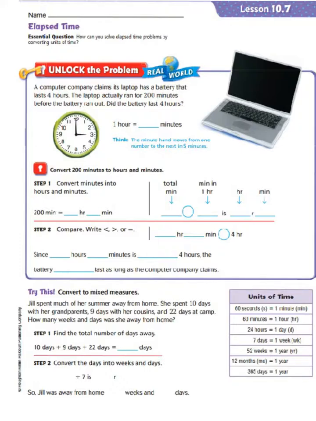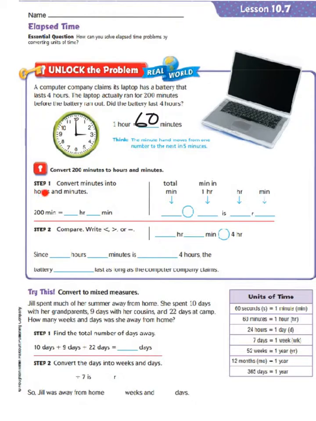Well, we've got to begin by looking at our smallest unit of measurement in this, and that's that 1 hour equals 60 minutes. So think, the minute hand moves from one number to the next in 5 minutes. So it would move from the 1 to the 2 in 5 minutes, from the 2 to the 3 in 5 minutes, from the 3 to the 4 in 5 minutes, etc., etc. So now it says to convert 200 minutes to hours and minutes.